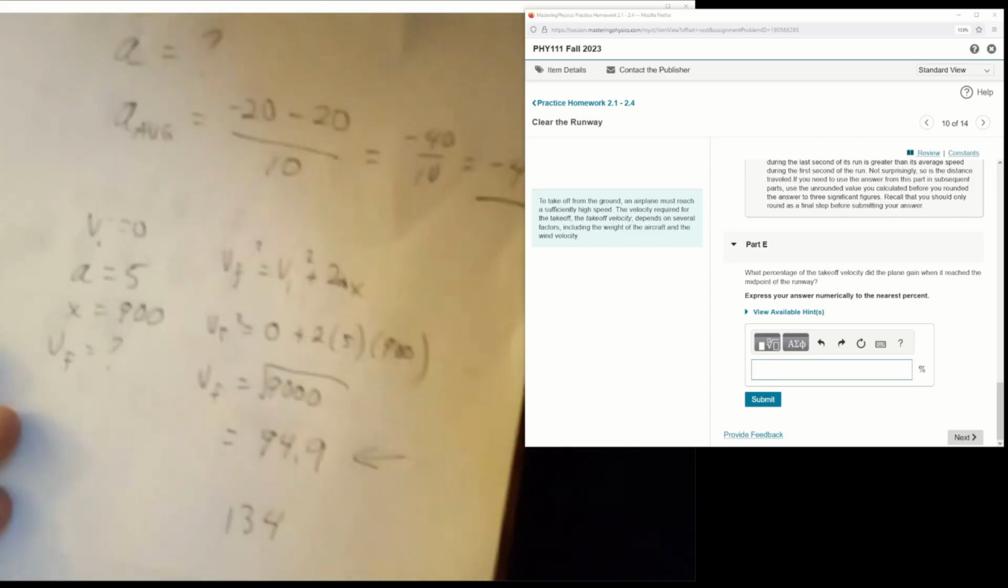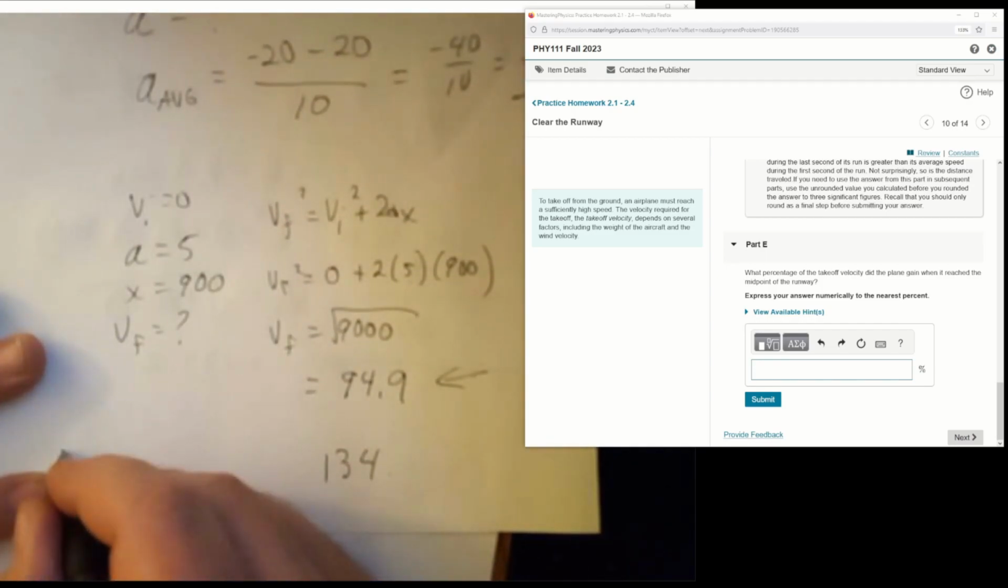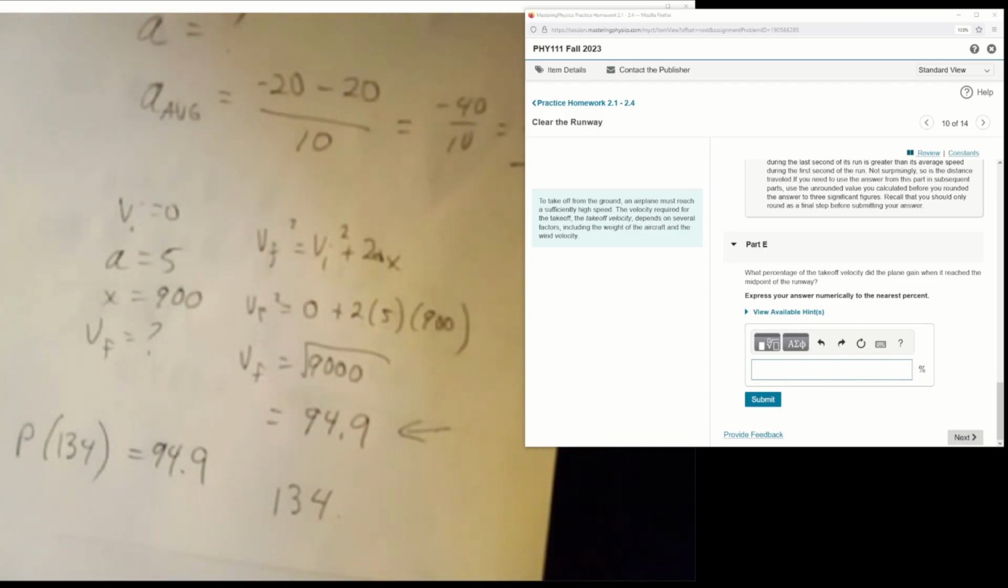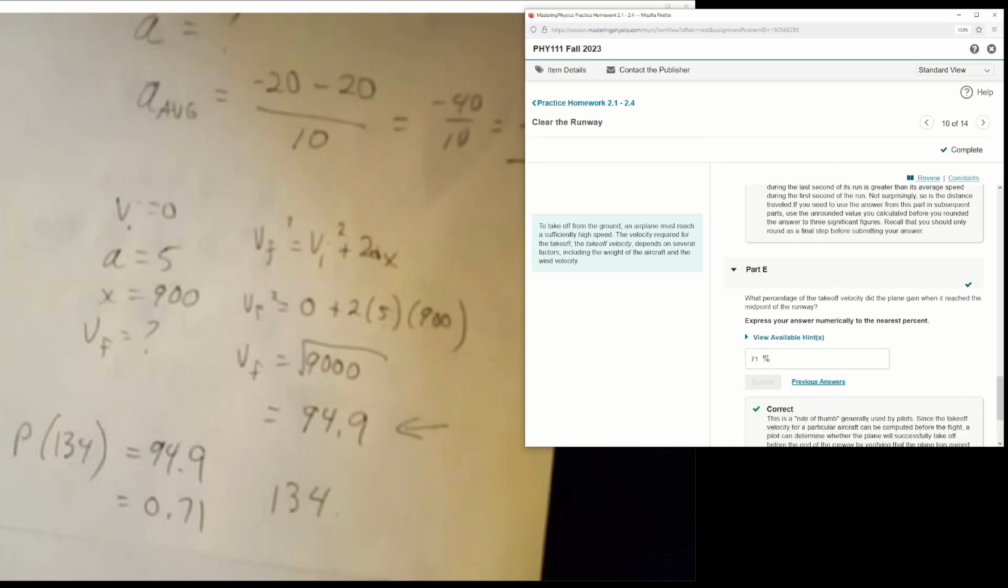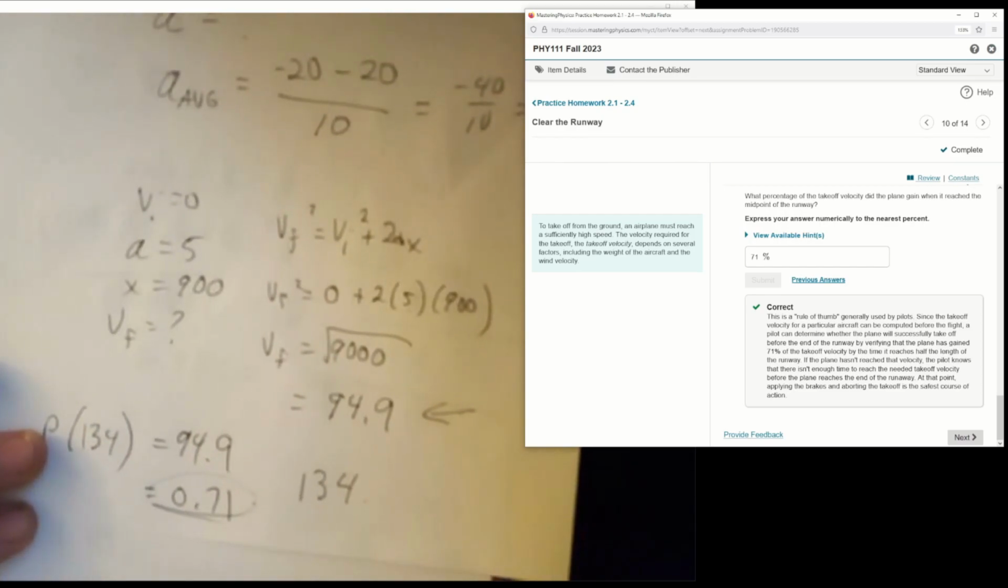So we want to know what percentage is this number of this. So in other words, some percentage times 134 is going to give us our 94.9. And we can solve for that percentage by dividing both sides by 134. And so 71%. So the plane halfway was at 71% of its takeoff velocity. Not quite sure if they want a decimal. Oh, there is a percentage sign here at the end. So we'll write it in percentage form. Otherwise, you would have written that as 0.71. So that's percentage without the percentage sign.